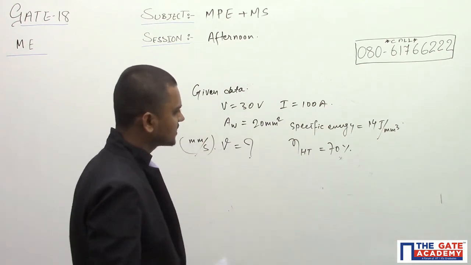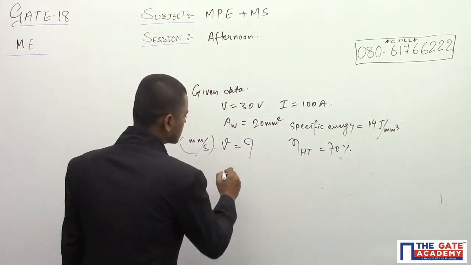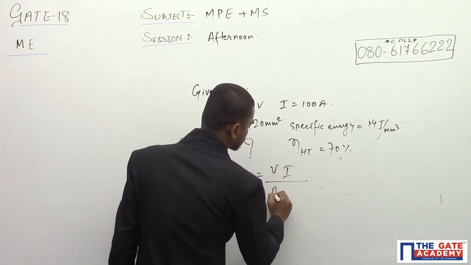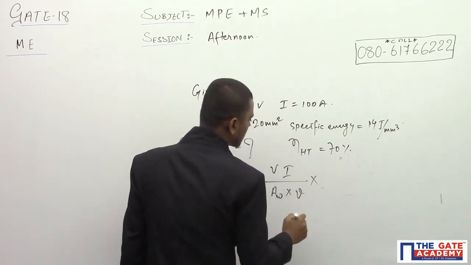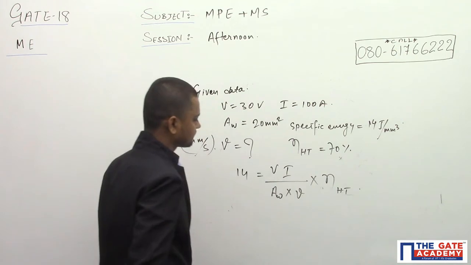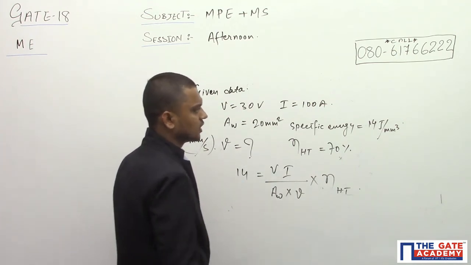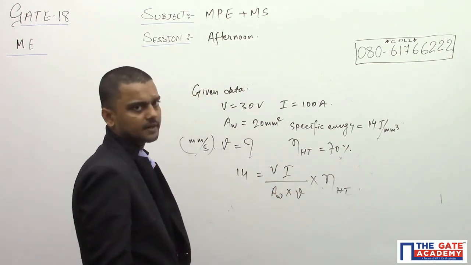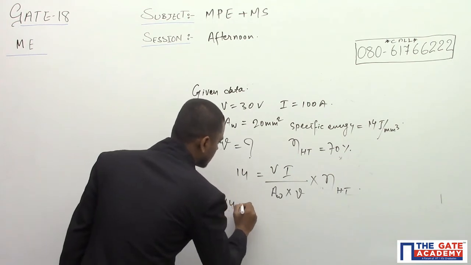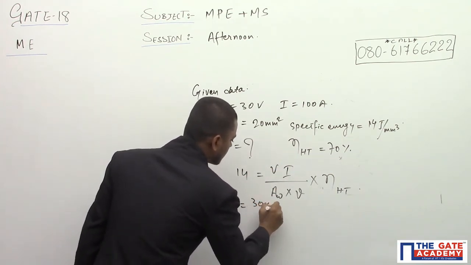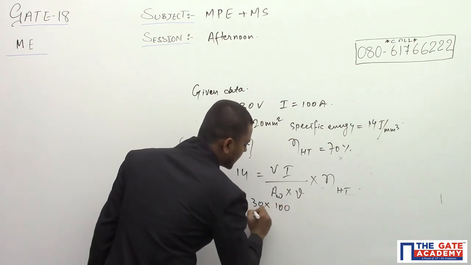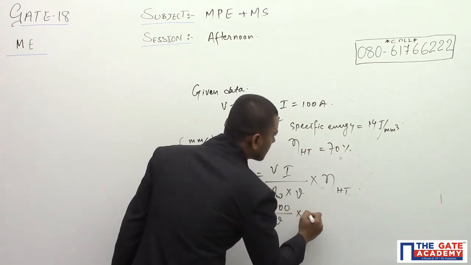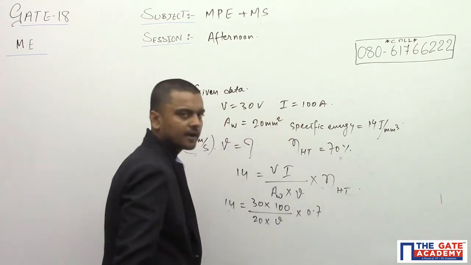Now, specific energy is given as 14 joule per mm cube. So we'll write down this 14, which is equal to V into I upon the weld area into welding speed, which is multiplied by the heat transfer efficiency. So that is your specific energy, which is equal to voltage into current upon weld area multiplied by the weld speed. So obviously this 14 is equal to voltage 30, multiplied by current 100 ampere, upon weld area 20, multiplied by welding speed, which we have to find out, multiplied by this efficiency, which is 0.7.